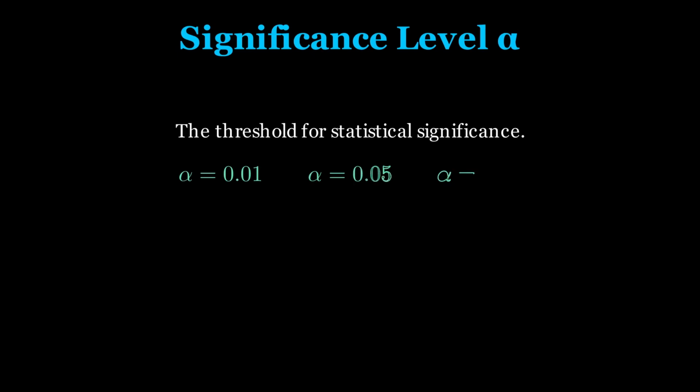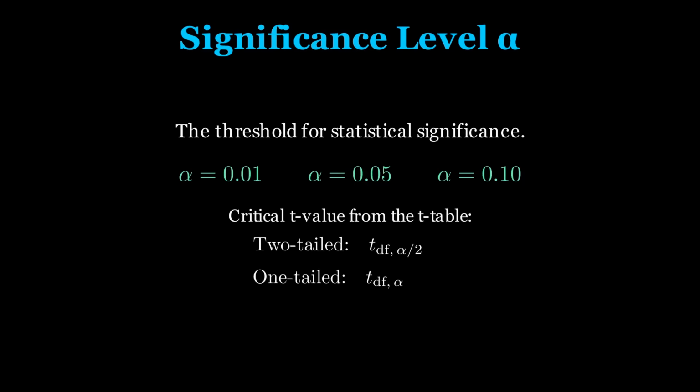The significance level alpha is the threshold for deciding whether a result is statistically significant. Common choices are 0.01, 0.05, and 0.1. Using alpha and the degrees of freedom, we look up the critical t-value from the table. For a two-tailed test, we use alpha over 2 in each tail. For a one-tailed test, we use alpha in a single tail.